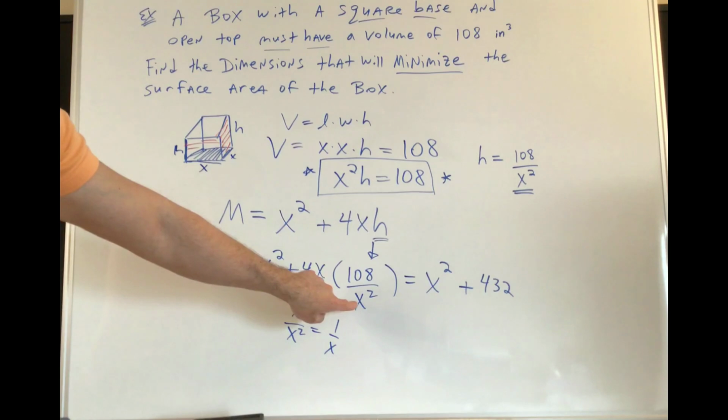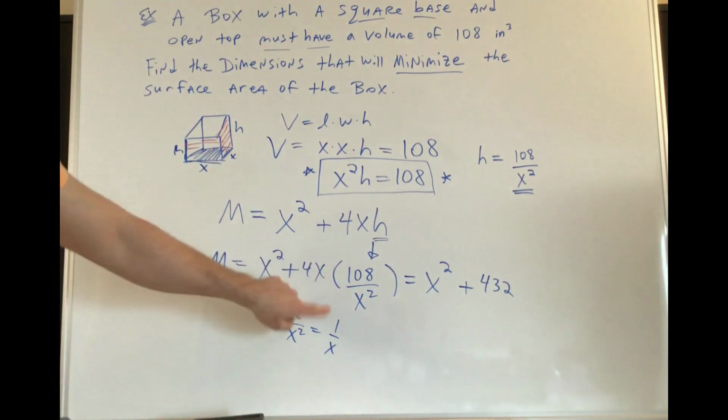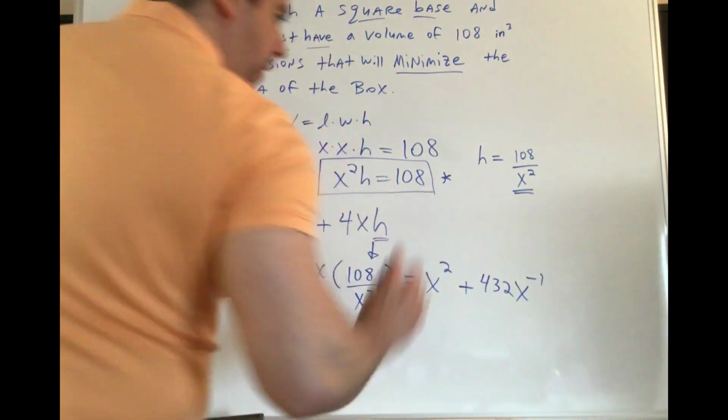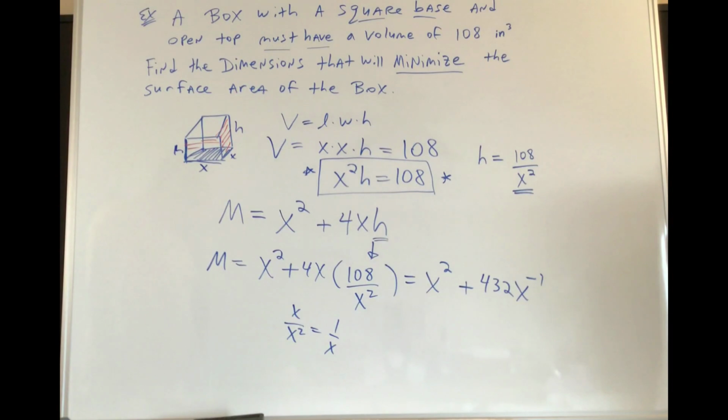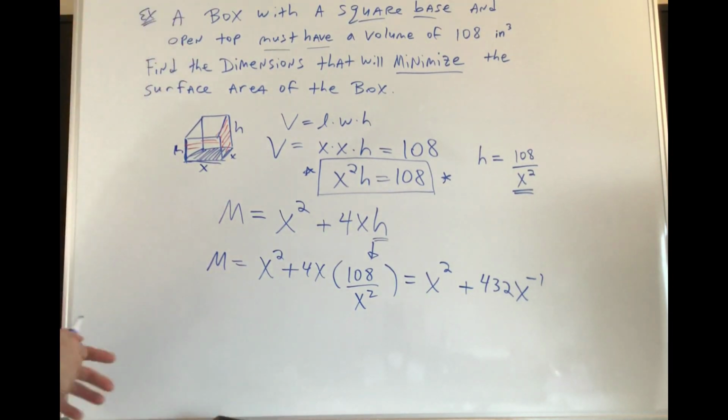This x gets knocked out by one of those. There's 2 x's down there, so they cross out. You get 1 over x. You need to then rewrite it as x to the minus 1 so that you can use the power rule. You must do this. You cannot leave it. I'm going to use the quotient rule. Good for you. You get it wrong, and I'll mark it wrong just on principle.